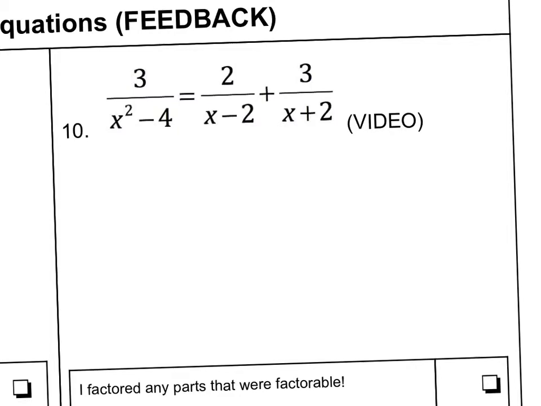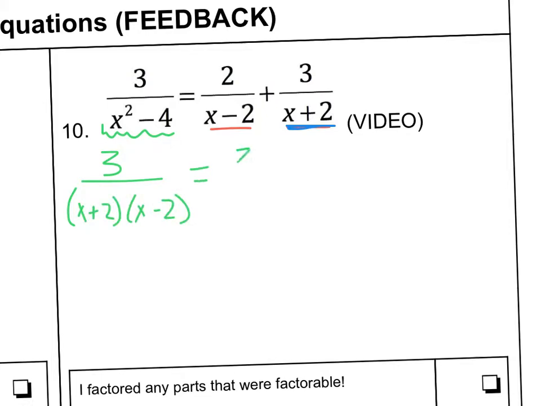For number 10, we've got 3 over x squared minus 4, and we've got 2 over x minus 2 and 3 over x plus 2. I've given you a hint that if you have fractions like this, that means you can use the other pieces to figure out what you should factor into. But if you didn't get that hint, this is difference of two squares, and x squared minus 4 factors into x plus 2 and x minus 2. The nice thing about that is that now we've got 2 over x minus 2. I'm going to leave some space. I know I'm going to have to do some common denominators. And 3 over x plus 2.